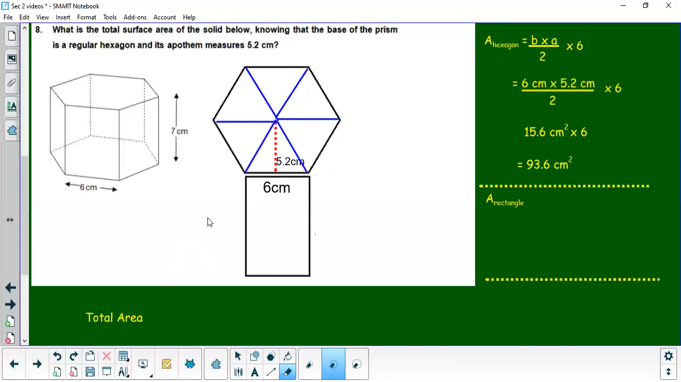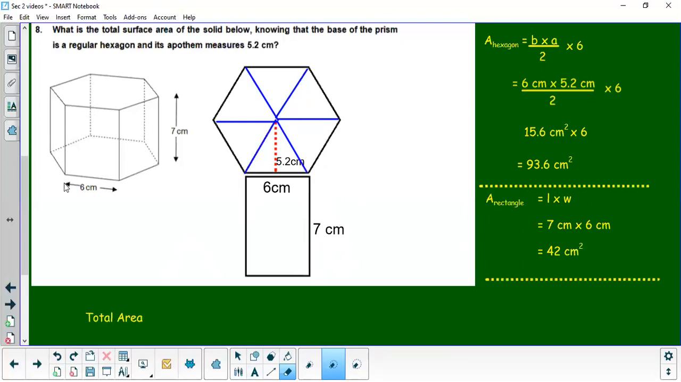Now the rectangle is easy. We know how to find the area of a rectangle. It's length times width. So 7 centimeters times 6 centimeters is 42. It's area, so it should be centimeters squared.